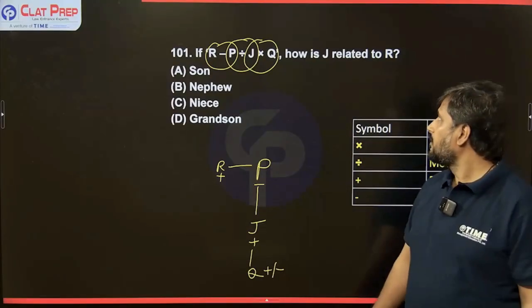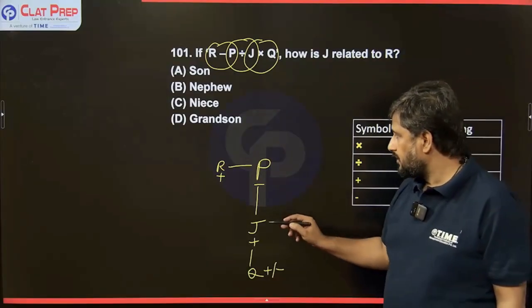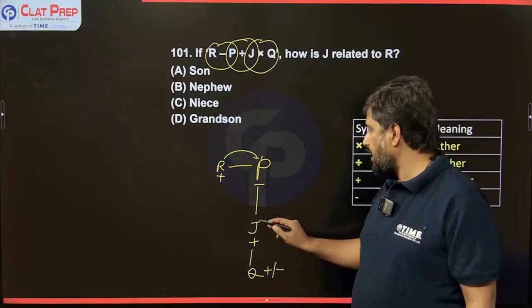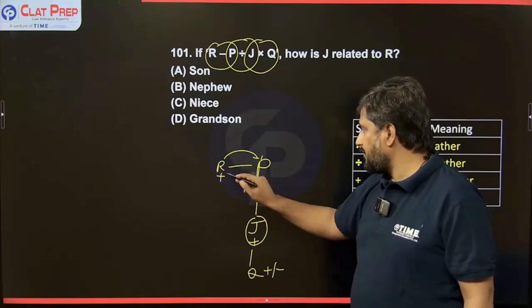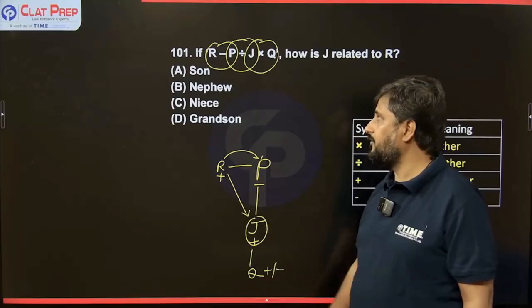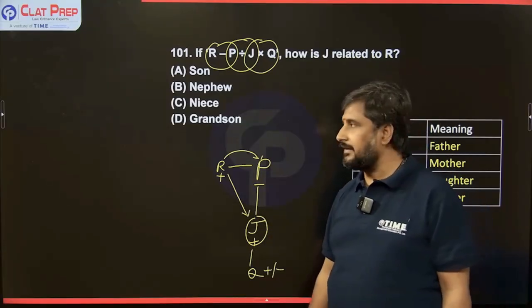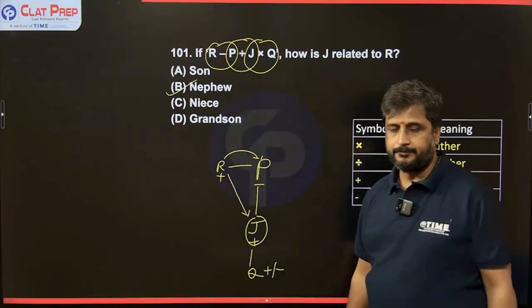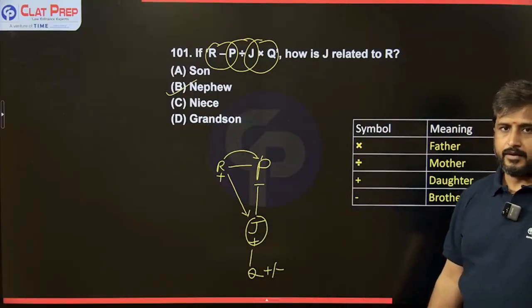Now, the question is, how is J related to R? From R to J the relationship is brother and son. Brother's son we call nephew. So the answer to the question is nephew. Choice B. Clear? Right.